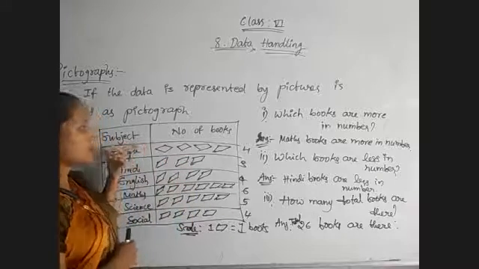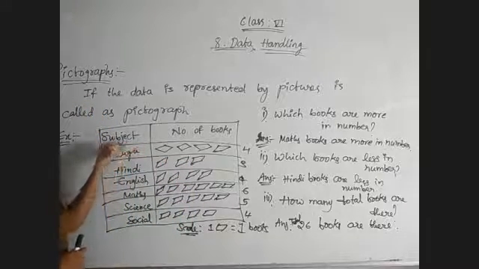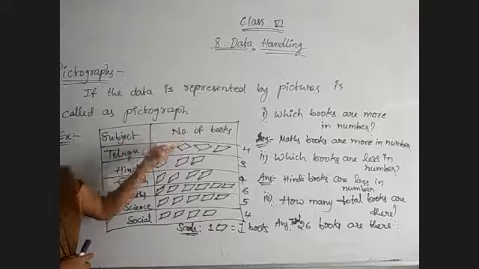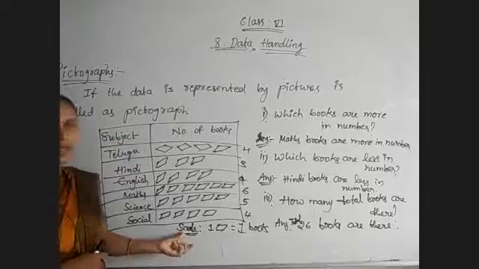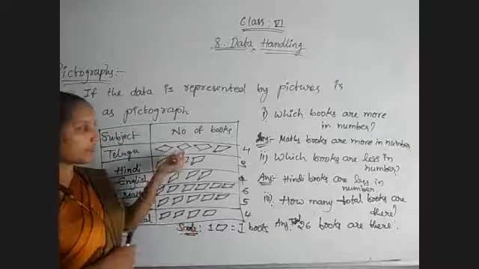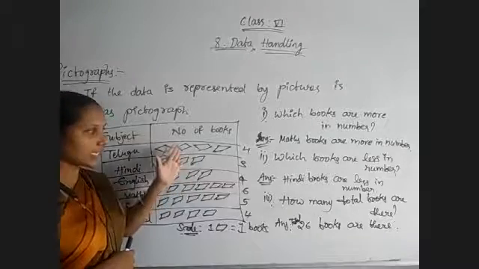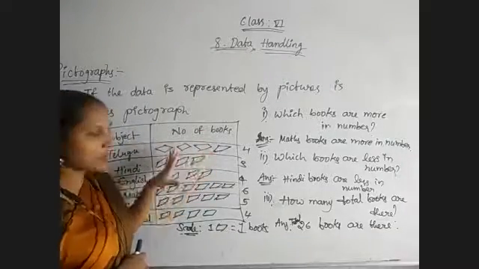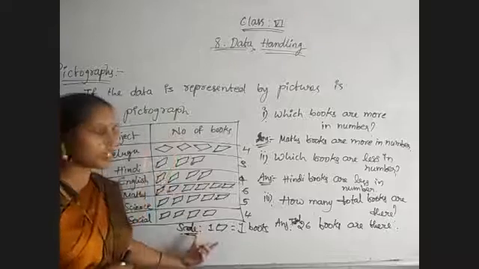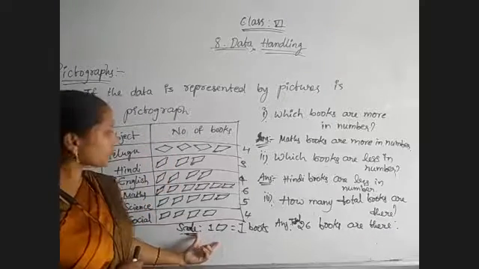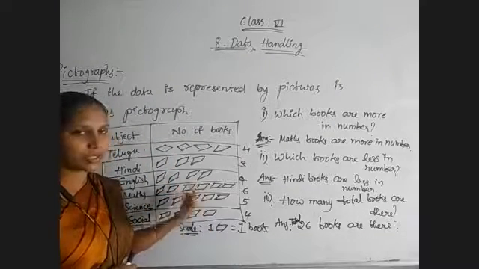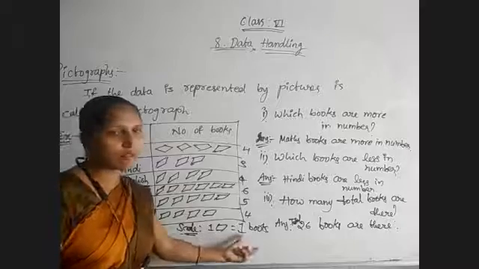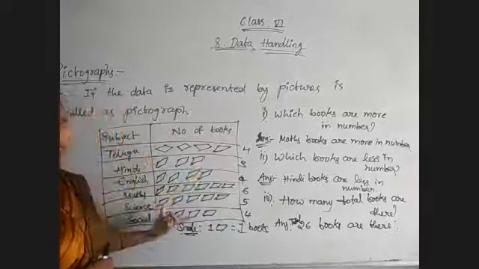Here, this pictograph is shown for subjects and how many books there are for each subject, and a key is also given. Why? Because if the number of books is more, we can't draw all those pictures, that many books in this pictograph. For that sake, we will choose an appropriate scale. Now in this question, one symbol is representing one book. Just read the pictograph first.